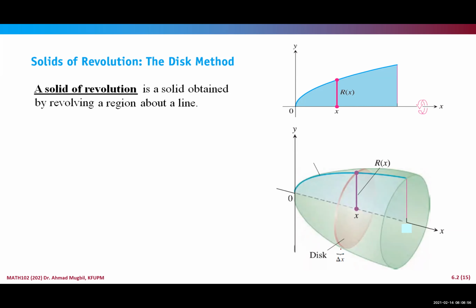As I said, Shabab, we have some thickness here, delta x. This is the area of the cross section, the area of this disk. It is pi times the square of the radius, pi times r of x all squared. Why r of x, not r of y? Because here the cross section is perpendicular to the x-axis.